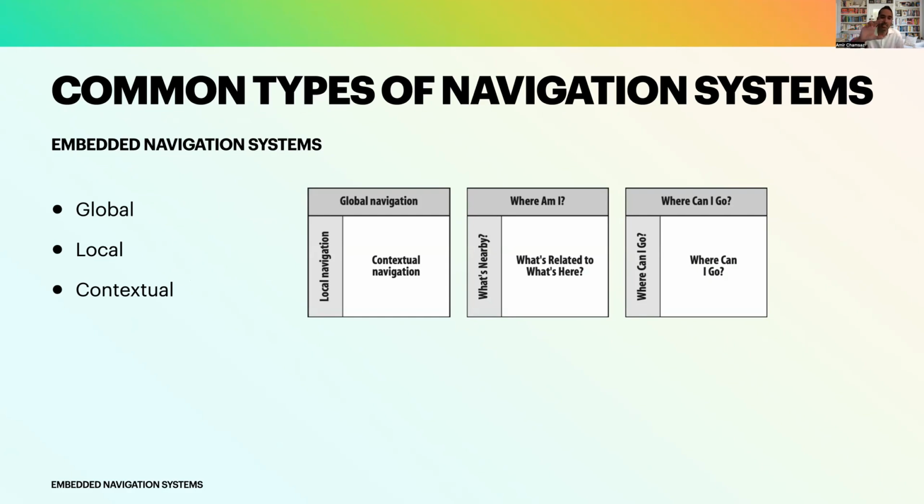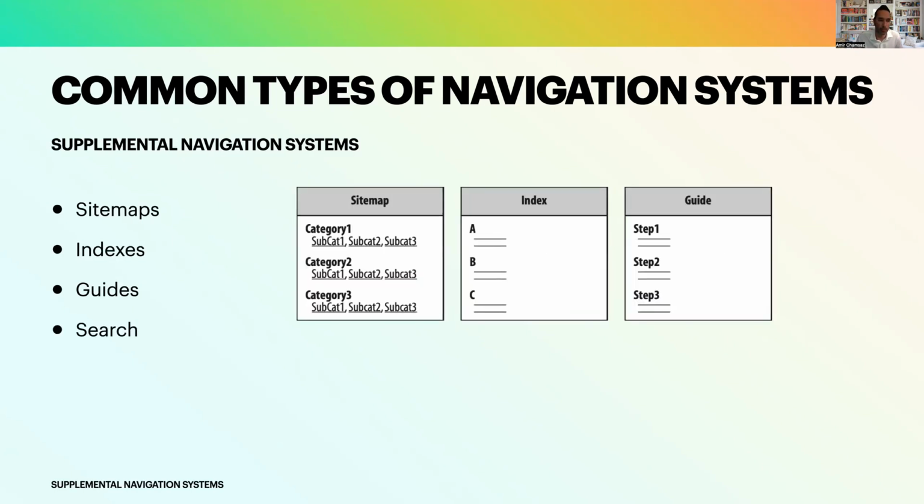Global navigation is the shared navigation. It's usually at the top, it's usually horizontal. It applies to the entire site. Local navigation, typically it's on the left, it's traditionally vertical. And as you navigate through different sections, the local navigation can change. And contextual navigation is the links that are in the content section. You find where you are, where you can go, what is nearby, and what's related to what's here from those navigational elements.